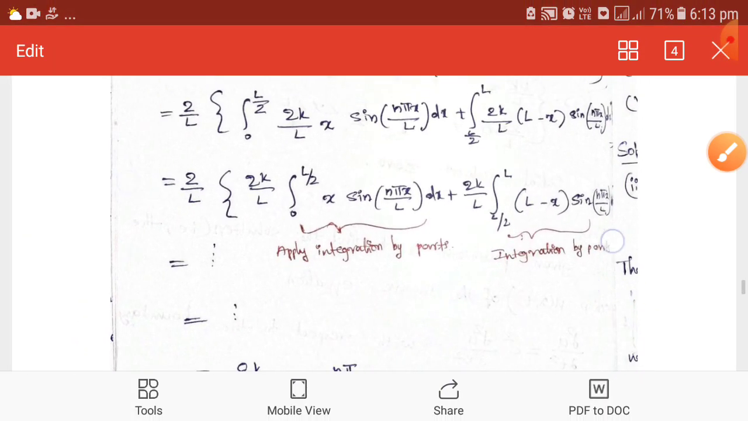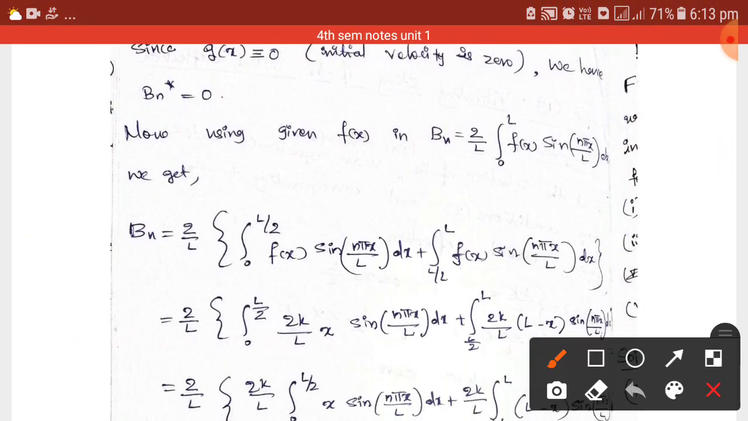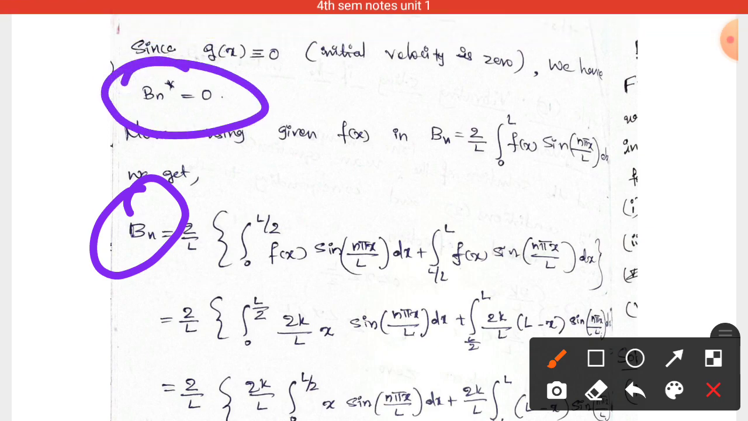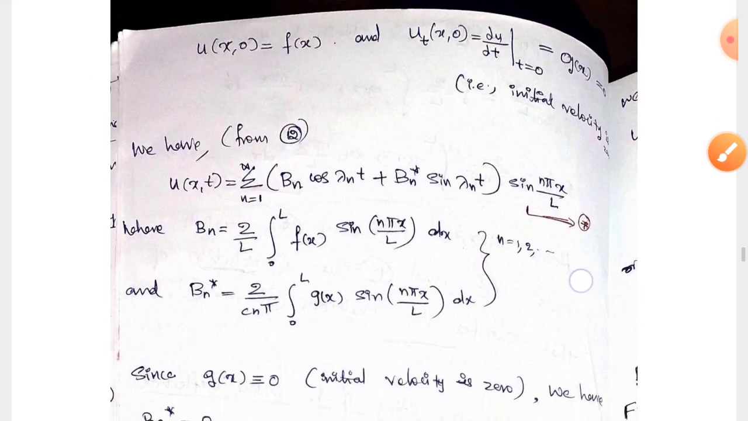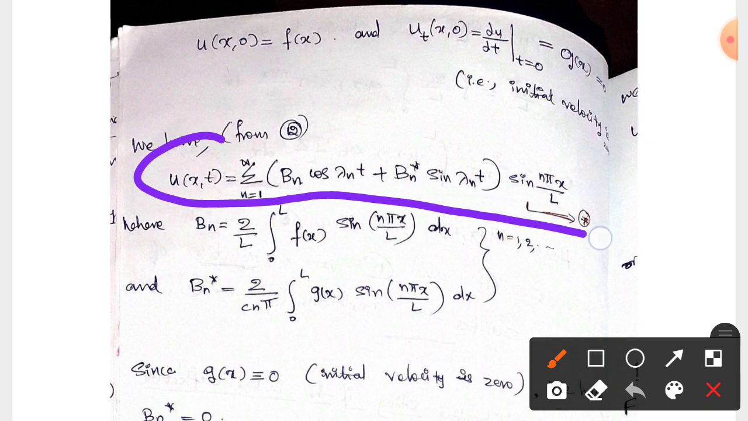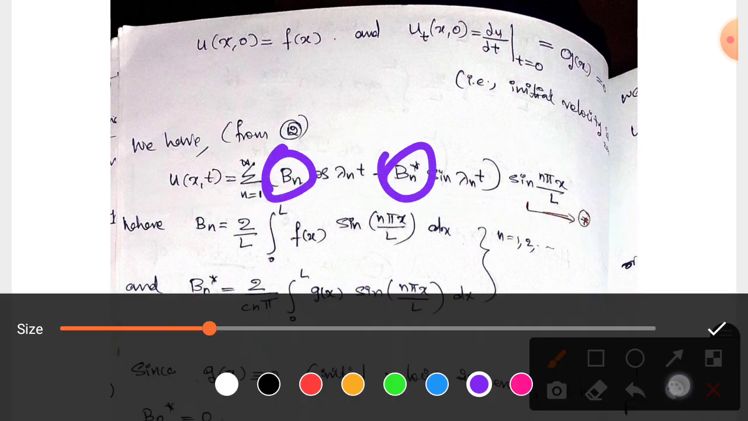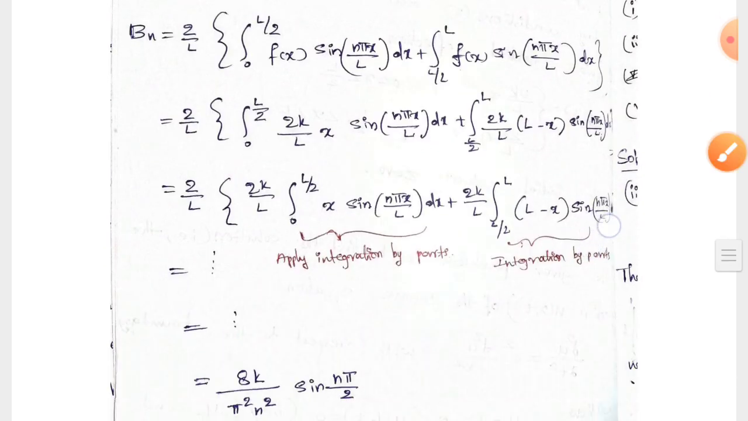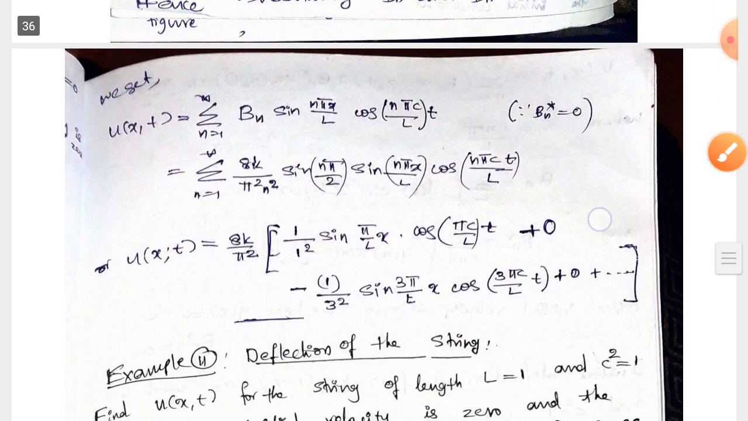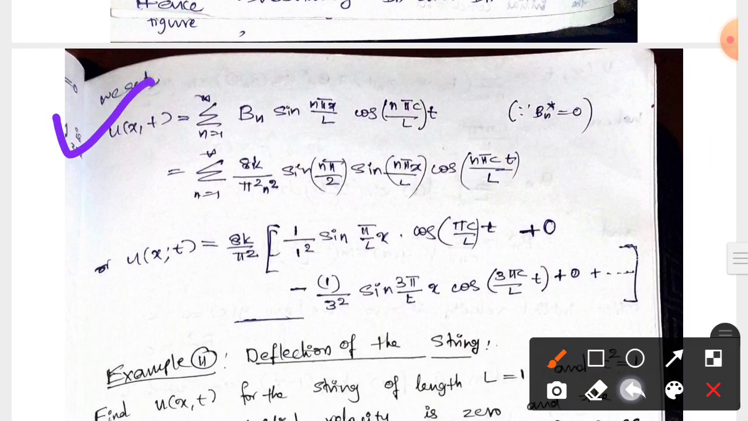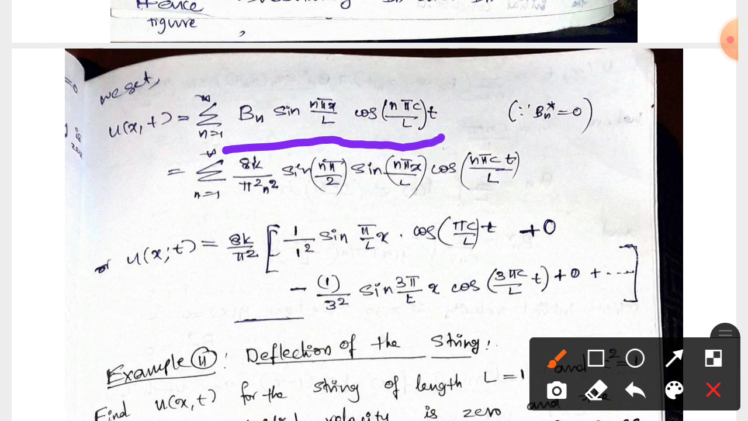So we got Bn, and Bn star is 0. If you substitute Bn and Bn star in this equation star, we'll get what? Substituting that, we'll get u of x,t as summation n equal to 1 to infinity Bn sin n pi x by L cos n pi c t by L.